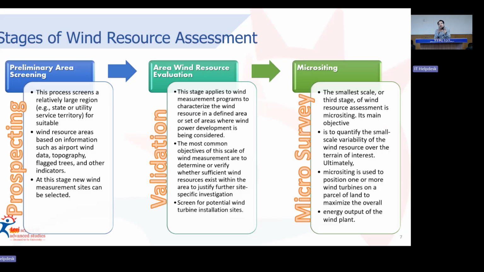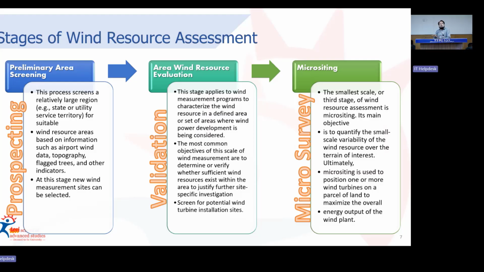Here, we must be very clear that the objective of the prospecting stage is not to identify a wind site, but rather to identify a wind site suitable for the second stage of wind resource assessment. So validation is the stage where wind measurement programs to characterize the wind resources in that defined area are considered.